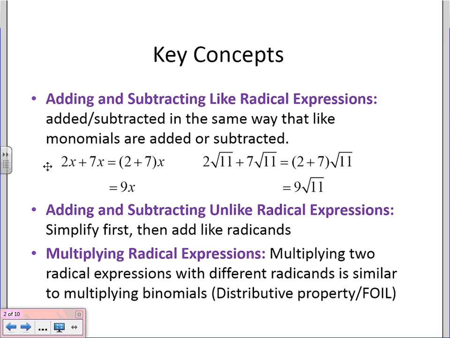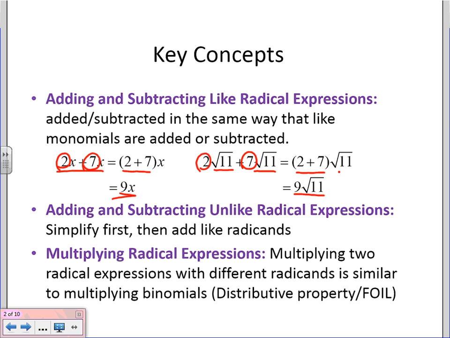Okay, so this is adding and subtracting like radical expressions. Now we're just going to add or subtract the same way we did with monomials. So if I had, for example, 2x plus 7x, you just simply add the coefficients 2 plus 7 and we get 9x. When we add like radicals, we're going to do essentially the same thing. So if I have square root of 11 and square root of 11, that's what I mean when I say like radicals, I just add their coefficients. So I have 2 plus 7 times the square root of 11, which is just 9 square root 11.